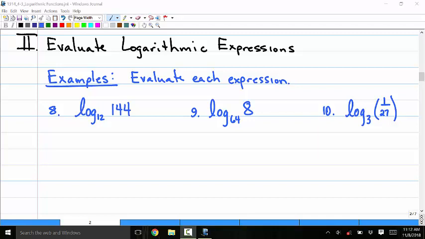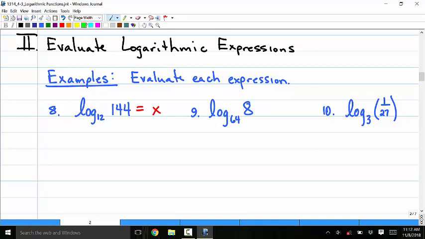All right, second thing, to evaluate a logarithmic expression. We're going to jump right into an example. Evaluate log base 12 of 144. Do you see an equal sign there? No. I'm going to tell you to go ahead and put that it equals x, and we want to find out what x is.